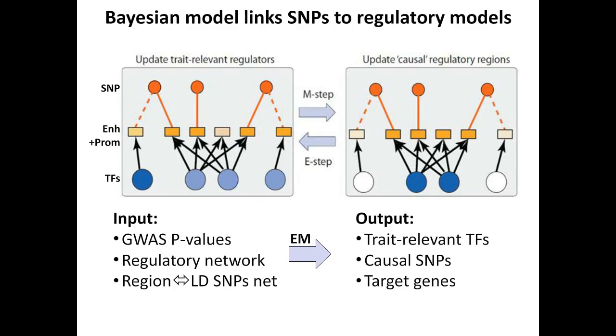So the input to this model is a set of genome-wide association p-values, the regulatory network that links each of these regulators to the corresponding enhancer regions, and these enhancer regions to the corresponding genes, as well as the genetic network linking each of the SNPs to all of the regions that that SNP might disrupt, either directly or indirectly through its linkage disequilibrium partners. So the output of that model is a set of trait-relevant transcription factors, a set of causal SNPs, and a set of target genes.